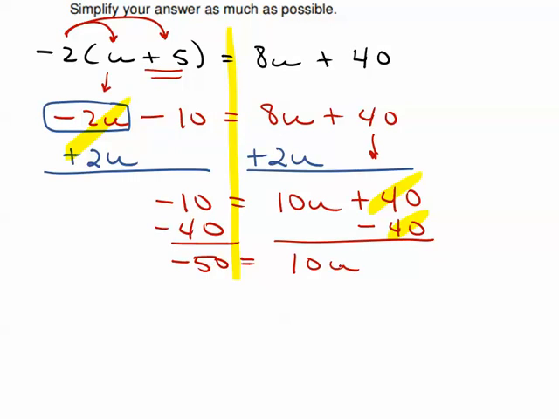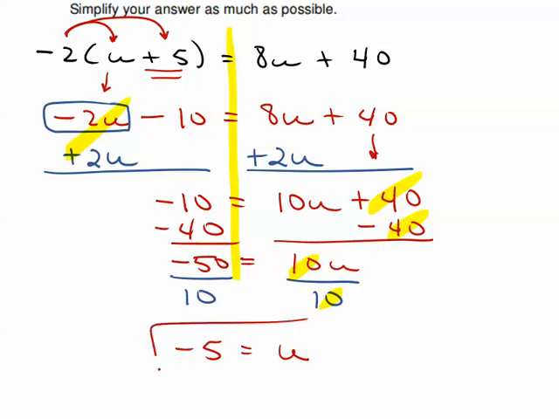So let's continue. Now that we have 10u, think of this as multiplication. 10u means 10 times u. So to get rid of multiplication by 10, we're going to divide by 10. If I divide the right-hand side by 10, I have to divide the left-hand side by 10. So on the left-hand side, negative 50 divided by positive 10 is negative 5. On the right-hand side, 10 divided by 10 is 1, times the u leaves us with u. So our answer then is u is equal to negative 5.